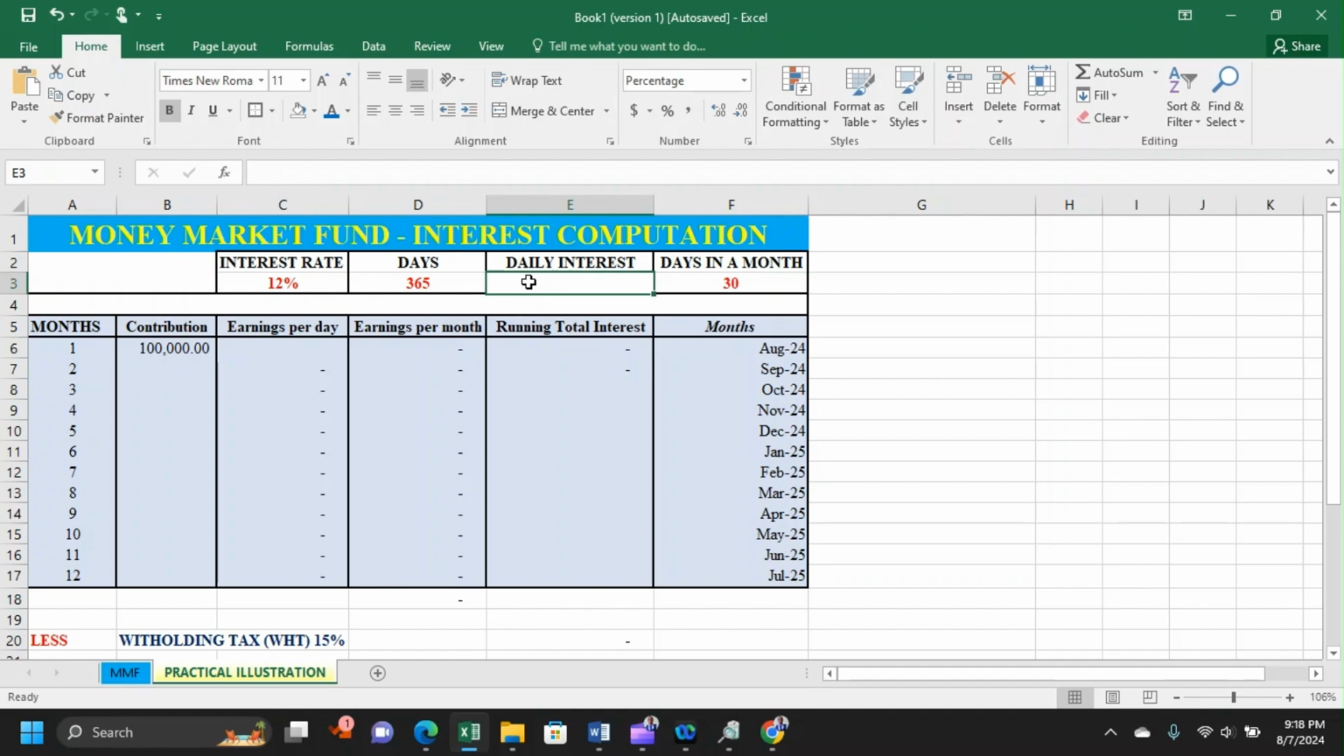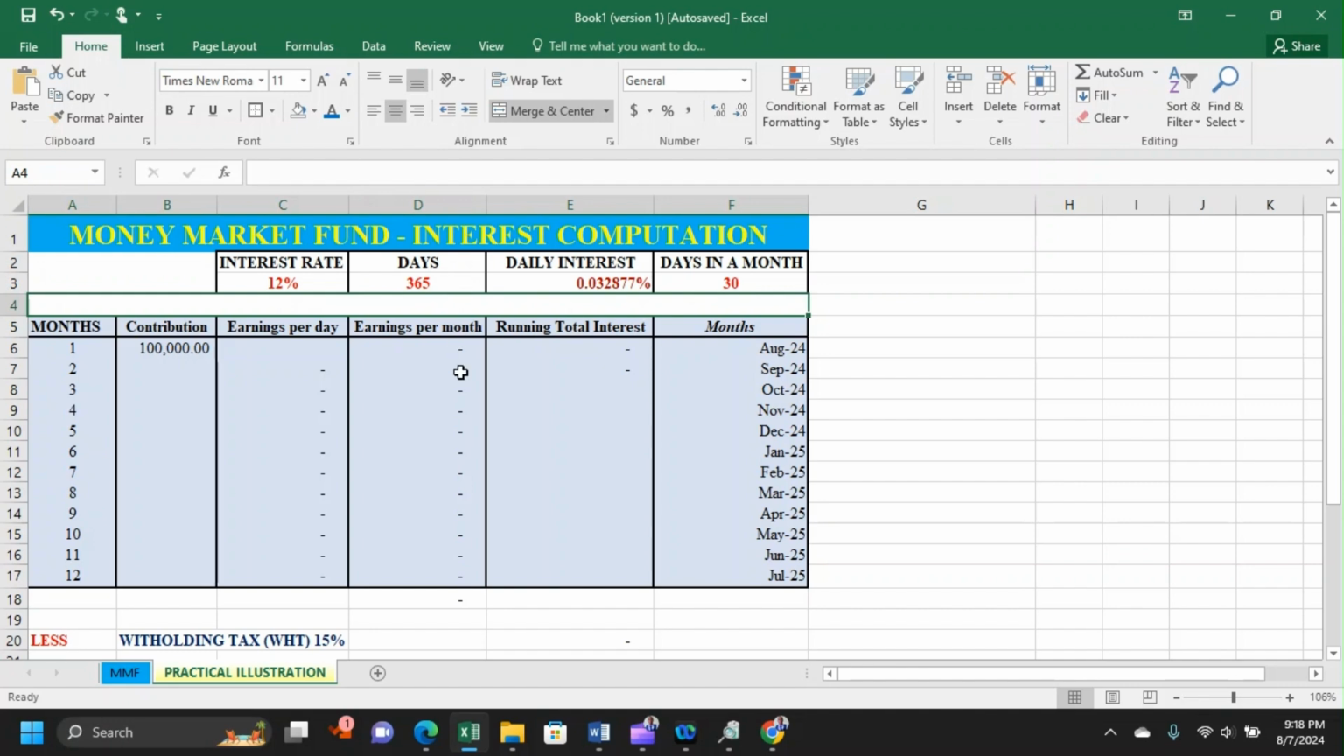To get the interest rate per day, for this case we have the 12% per annum. You divide by the number of days in a year, which is 365, and you'll be able to get the daily interest. Let's do that again: 12% divided by the number of days in a year, and you'll get 0.03% per day. That is the interest you're getting per day, assuming the year has 365 days.